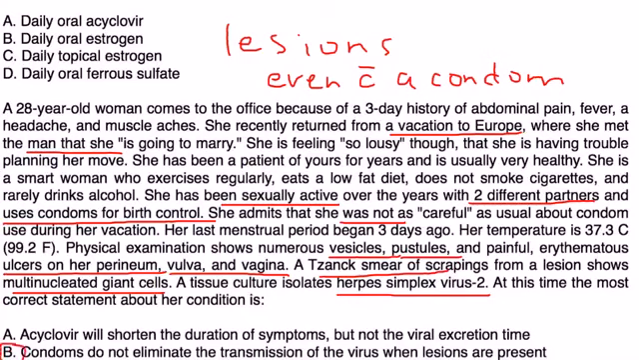Let's look at A. Acyclovir will shorten the duration of symptoms. That is correct, but not the viral excretion time. Acyclovir does shorten the viral excretion time. So the "but not" part is incorrect. So that's why A is not correct. So the correct answer is B.